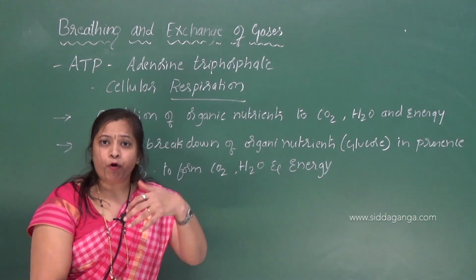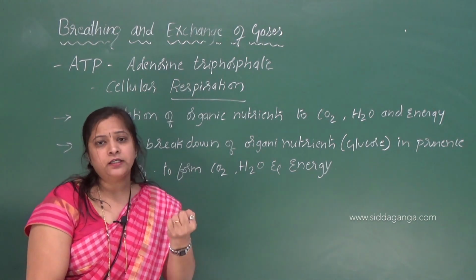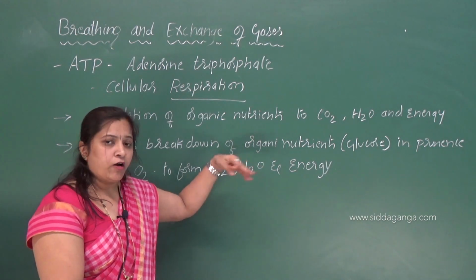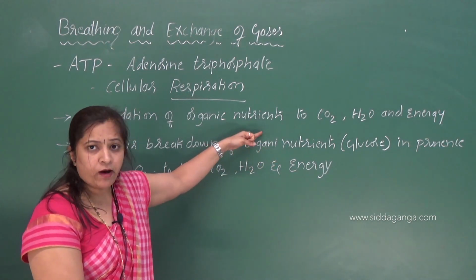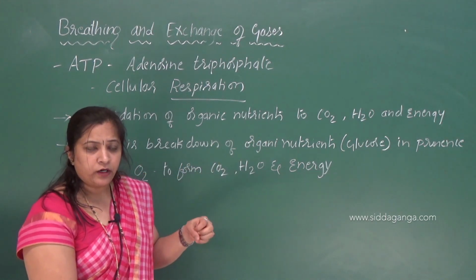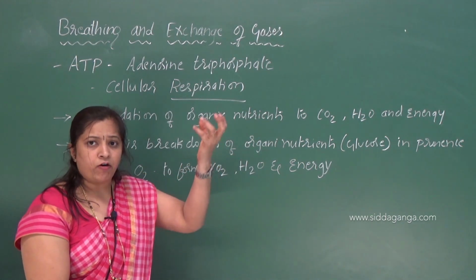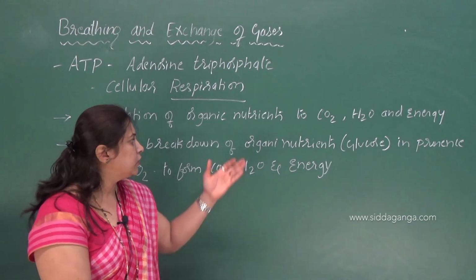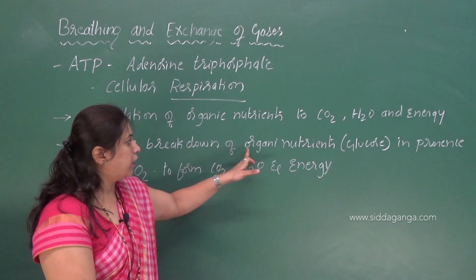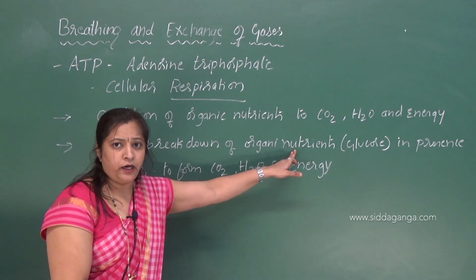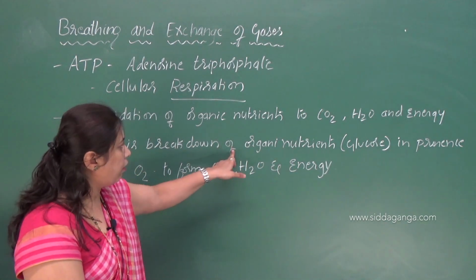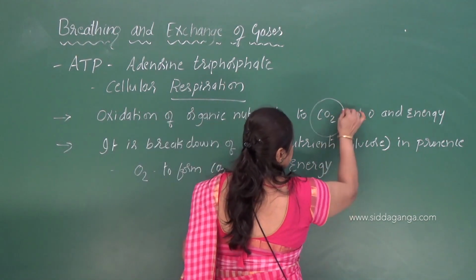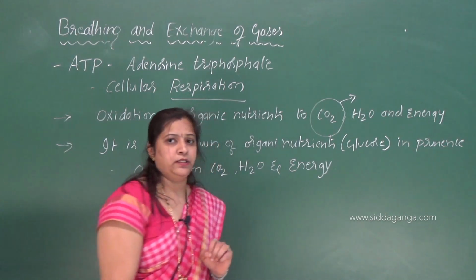Hence our body cells continuously use oxygen. For the oxidation of organic nutrients, what is required? Oxygen is required, right? We take oxygen from the atmosphere. So our body cells will continuously use oxygen to break down the organic nutrients. It is due to the breakdown of organic nutrients that carbon dioxide is continuously produced by the body cells.